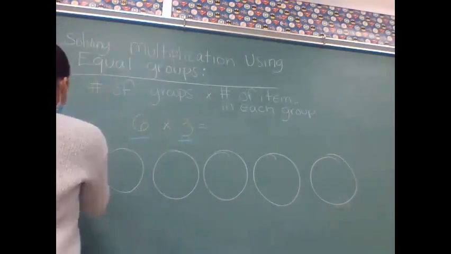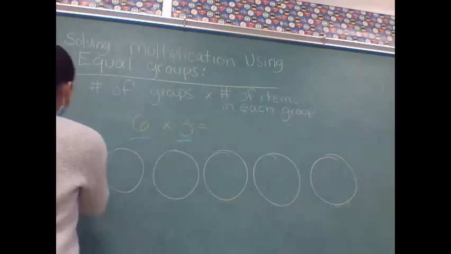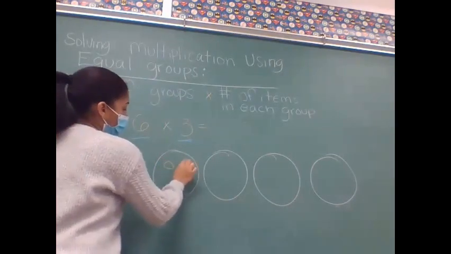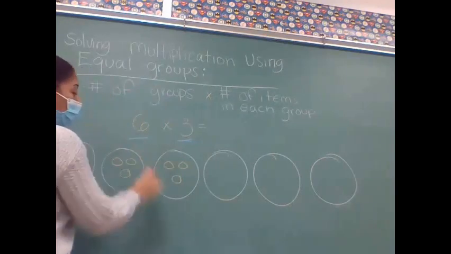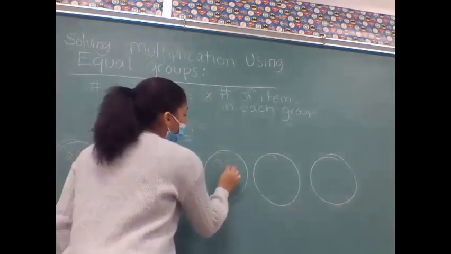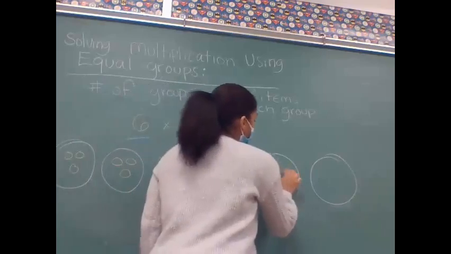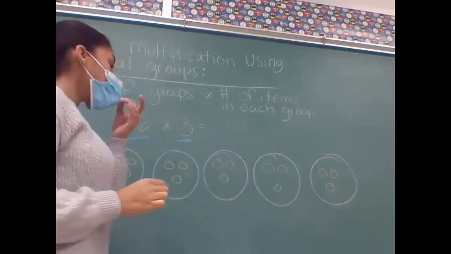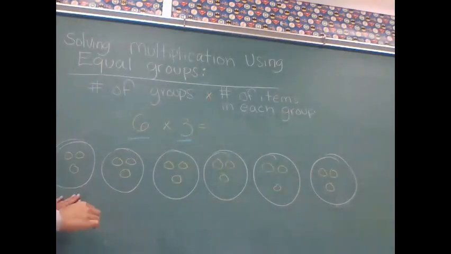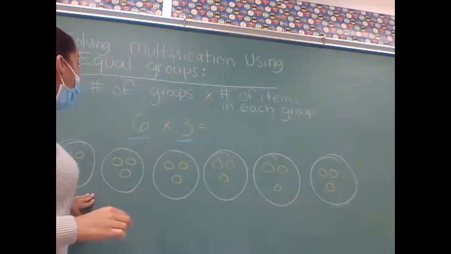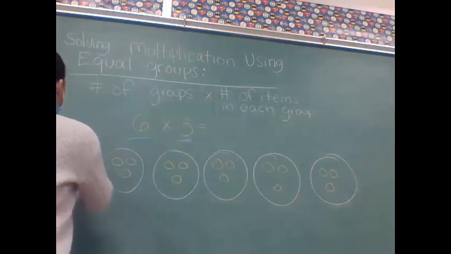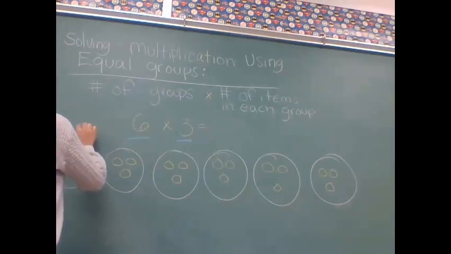3. Good. Let's use a different color. 1, 2, 3. Each plate or each group gets 3 cupcakes. Beautiful. So this is perfect. This is exactly how we would write this as equal groups.